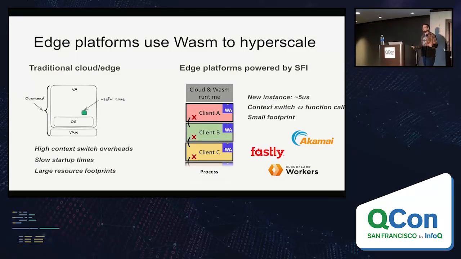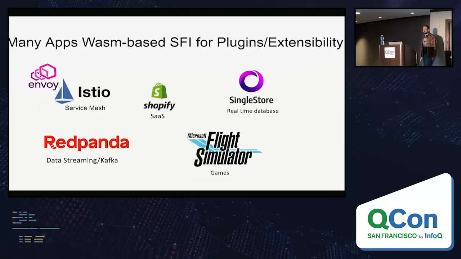So again, there's lots of other examples of how you can use Wasm. A big one of these is serverless, right? So today, the edge platforms use this for hyperscaling. Every time these guys get a packet, they spin up a new instance, right? And because they get low context switch overheads, they can run many of these things concurrently without paying the context switch tax. They can start these up in microseconds, and they can use orders of magnitude less memory than they might if they're using a VM.